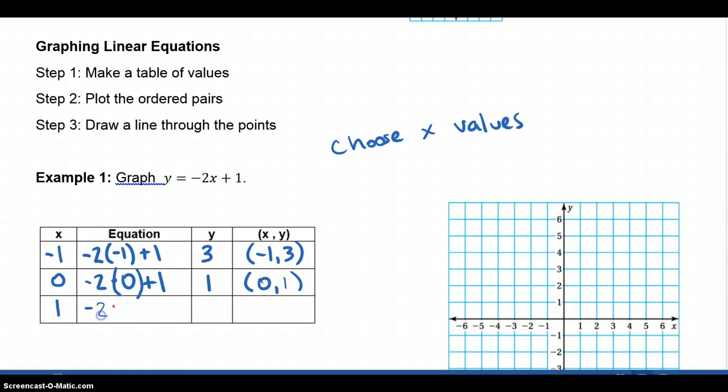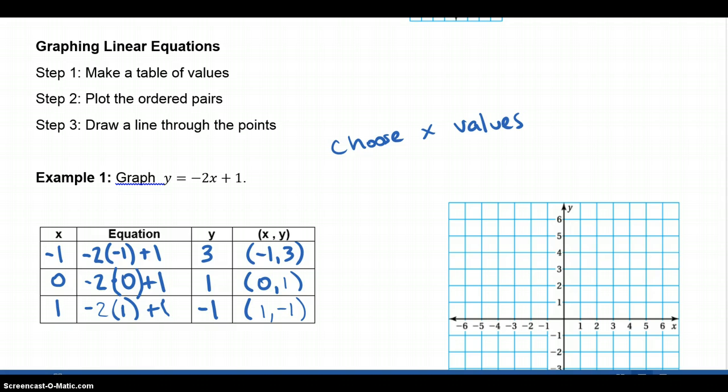And then this point, -2 times 1. Where am I getting the 1? It's from here. This is x from the equation. So -2 times 1 would be -2, plus 1 is going to give me -1. So this point is (1, -1).